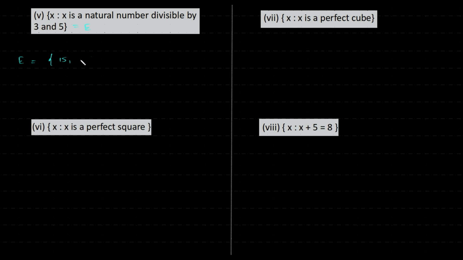Then what's the next number? 30. What is the next number? 45. What is it that we are looking at? We're looking at multiples of 15. So E dash would be, it's a very convenient and easy way to write this. So just have a look at this. x belongs to natural numbers, first thing, and x should not be equal to multiples of 15, 15n, where n belongs to natural numbers.